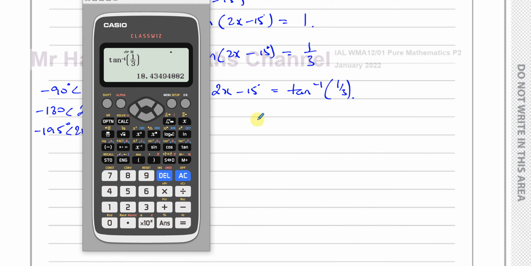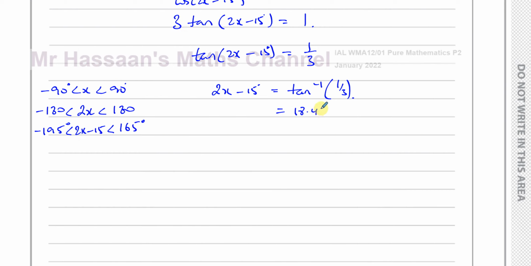So the answer is 18.4349, and it goes on like that. That's 2x minus 15 degrees.